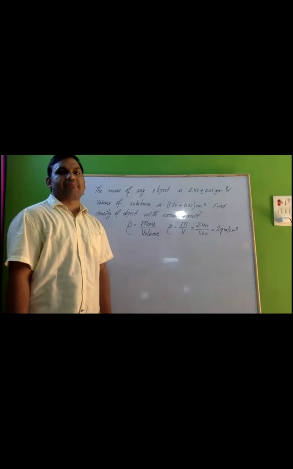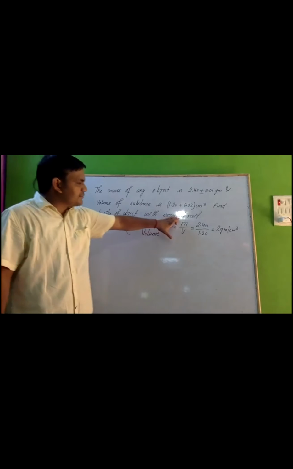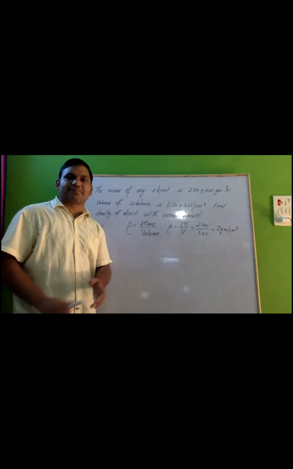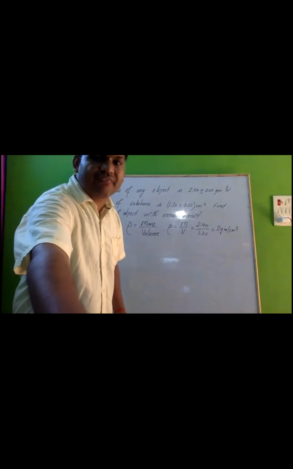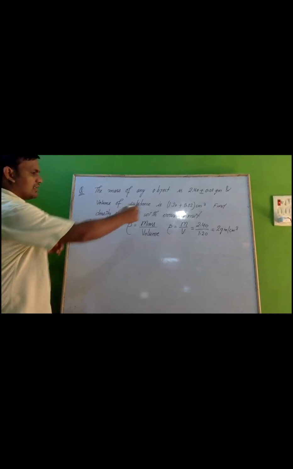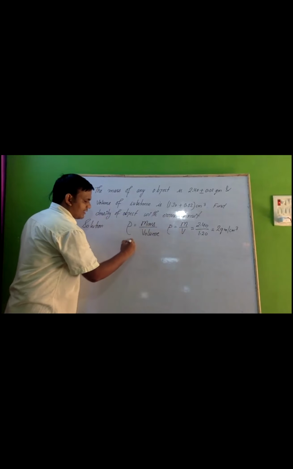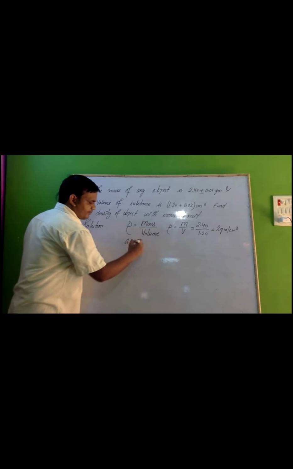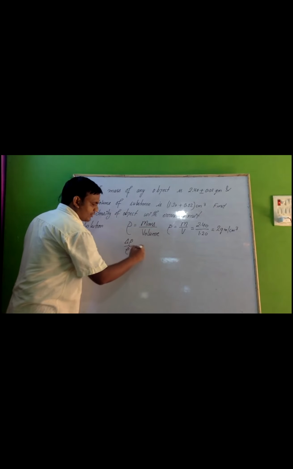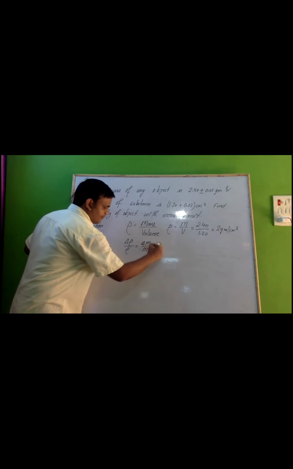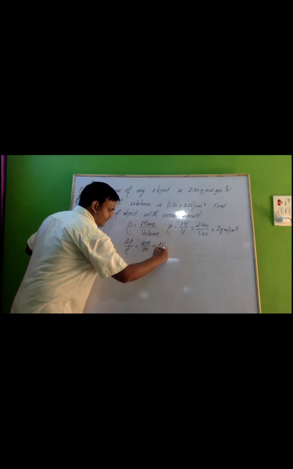So how can this be found? This is basically a division process. In the division process, I already explained how you can find the error. Using the formula for the error in division, we can write delta rho by rho as delta m by m plus delta V by V. Exactly. So we can put the values here.